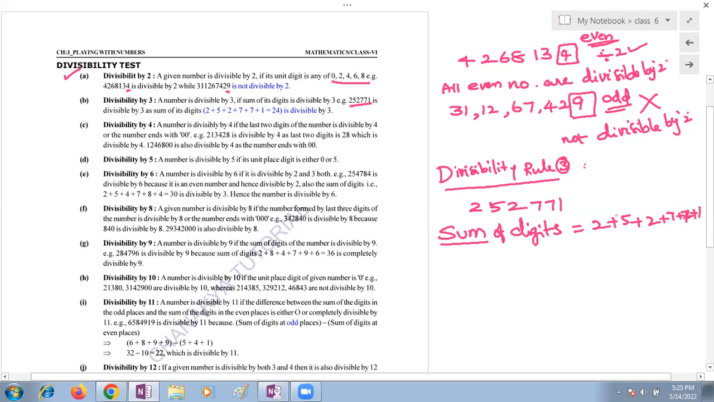What is the sum? 2 plus 5 is 7, 7 plus 2 is 9, 9 plus 7 is 16, 16 plus 7 is 23, 23 plus 1 is 24. 24 by 3: 3 eights are 24. Yes, it is in the 3 table. So it's exactly divisible. So we can say that the divisibility rule of 3 is satisfied here. So the given number is divisible by 3.